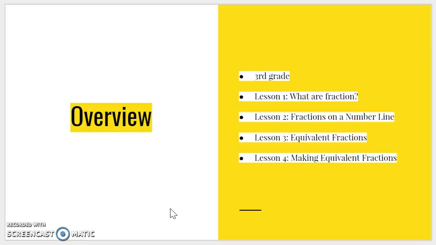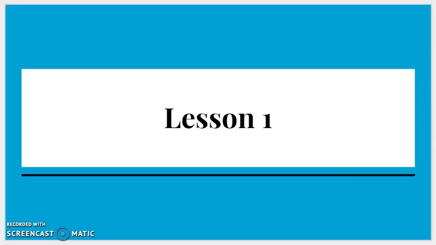The second lesson is fractions on the number line. The third one is equivalent fractions. And lesson 4 is making equivalent fractions, which goes more into detail about how to find equivalent fractions.